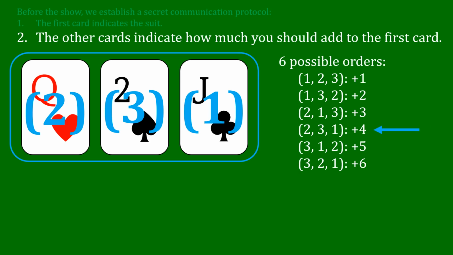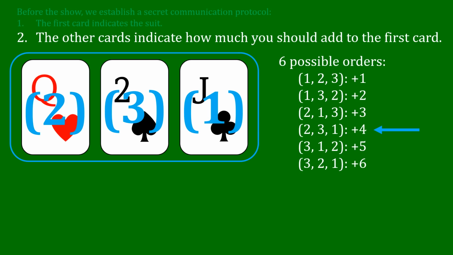But how do you memorize this chart? Well, 123 is the smallest number you can make using the numbers 1, 2, and 3, so 1, 2, 3 corresponds to plus 1. Similarly, 321 is the largest number you can make, so it corresponds to plus 6. This is how you're going to remember which order corresponds to which number to add.